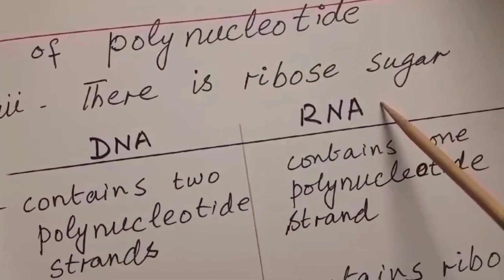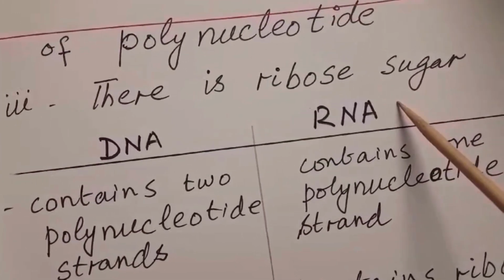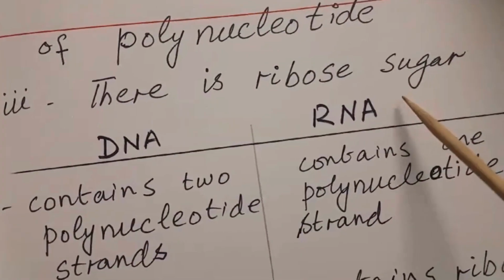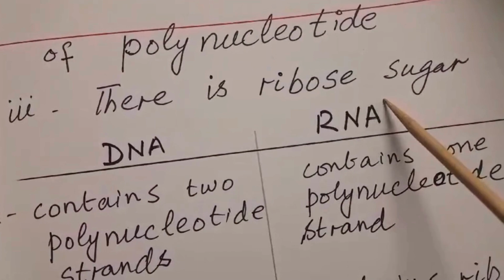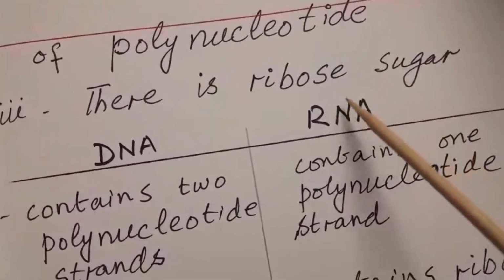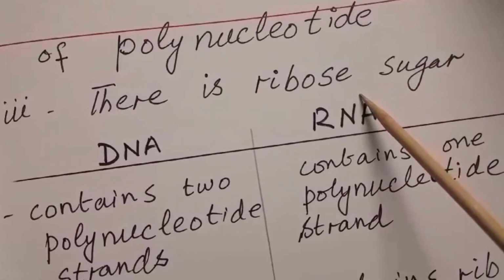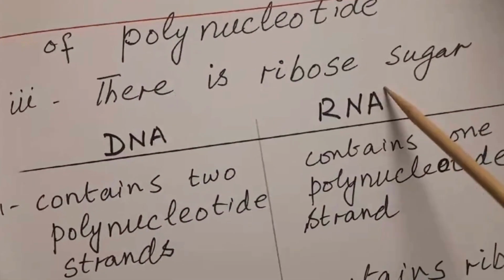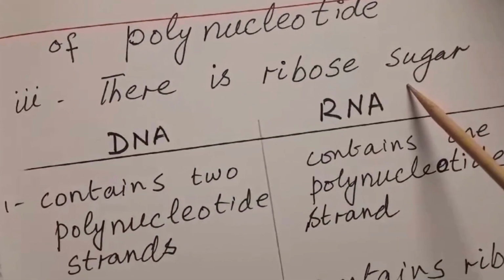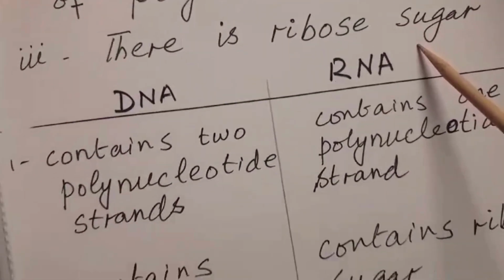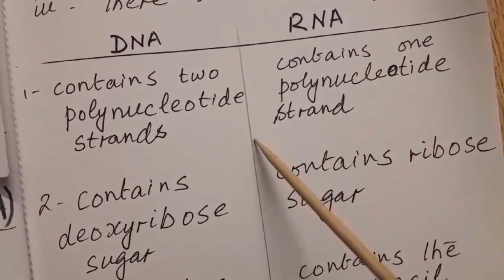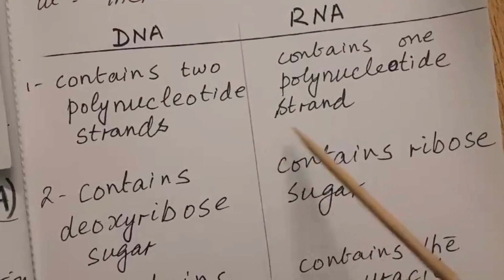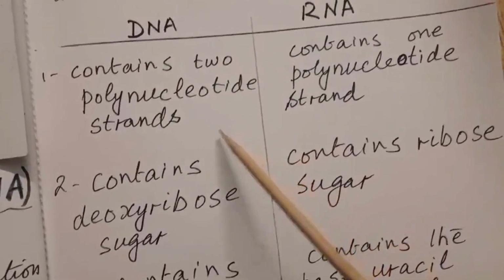In deoxyribose sugar, there is 1 oxygen atom less than in ribose sugar. Ribose sugar has 1 more oxygen atom. Both types of sugars have 5 carbon atoms, and these are 5-carbon sugars. Now we can write the differences between DNA and RNA in this table form.